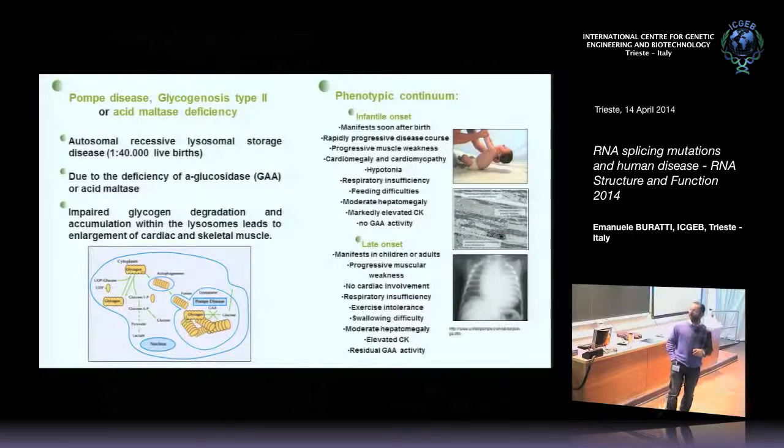So what is Pompe disease? Pompe disease is an autosomal recessive lysosomal storage disease. It is quite common: the frequency is 1 in 40,000. Basically, you develop Pompe disease when you have a deficiency in a particular enzyme called alpha-glucosidase. What alpha-glucosidase does is very simple: it mediates glycogen degradation in cells. So when this enzyme is not working anymore, you have an accumulation of glycogen within the lysosome of the cell, and this, if it carries on and becomes more and more severe, can eventually give rise to cardiac and skeletal muscle problems.